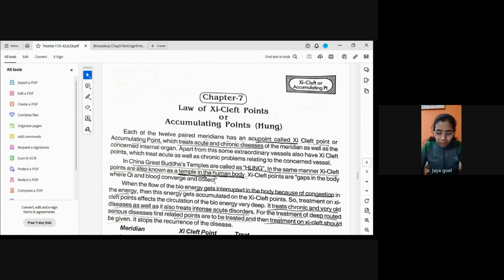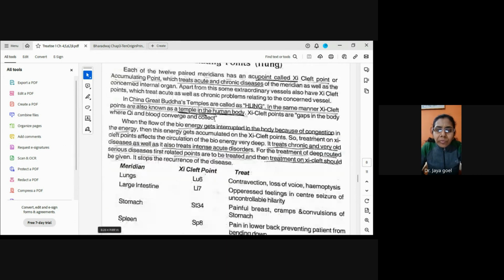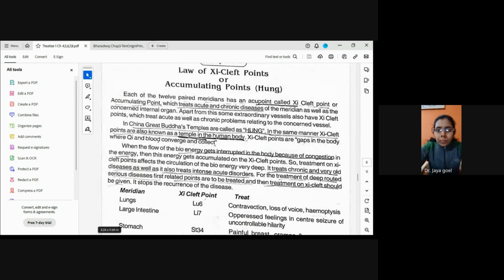Chapter 7, Law of Cleft Points or Accumulating Points. Each of our 12 paired meridians has a cleft point, an accumulating point. These are the points where the energy is stored. Acute or chronic diseases of the meridian as well as the concerned internal organ are treated here. Means internal organ disease is treated on this point.